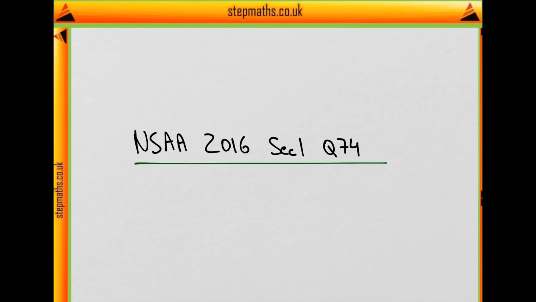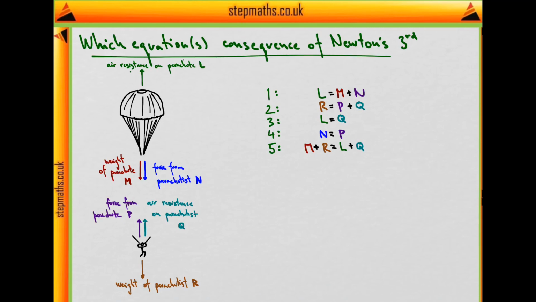In this video, we'll look at question 74 from the 2016 exam. So in this question, we have a parachutist and a parachute, obviously attached to one another, but here they are drawn separately, and three forces which act on each of them. So six forces in total.